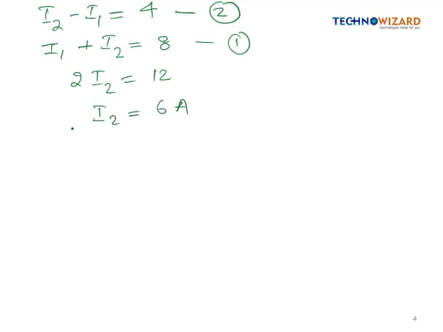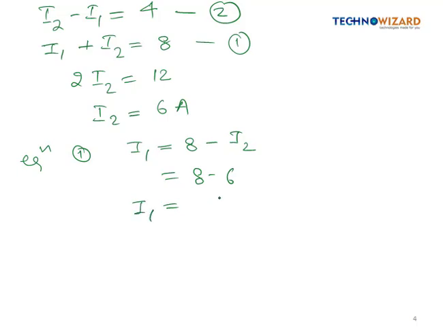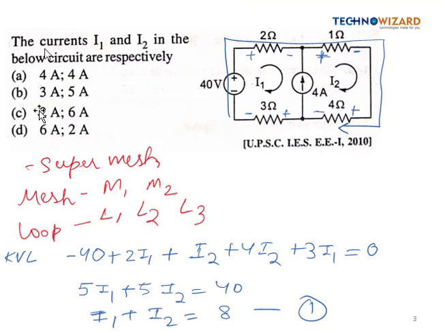So from equation 1 we can find out the value of I1, which will be equal to 8 minus I2, which is simply 8 minus 6. So I1 value is coming as 2 ampere. So see the option. I1 value is coming as 2 ampere and I2 is coming as 6 ampere. So option C is correct.